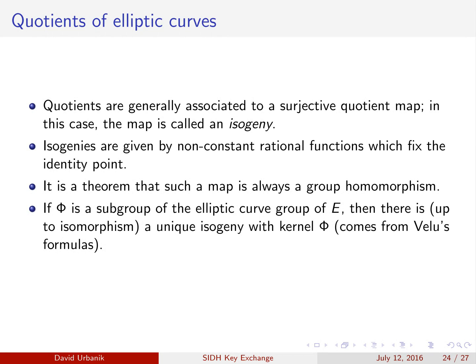And so if you provide a subgroup of the elliptic curve group, then there are these formulas called Vélu's formulas, which will give you a unique isogeny, unique in the sense that it gives you a corresponding image curve, which is unique up to isomorphism with that particular kernel of the elliptic curve group. The point here is that we have a way of creating these quotient curves. Okay, and these isogenies let us do it. And so the image curve under the isogeny is what we call the quotient curve.